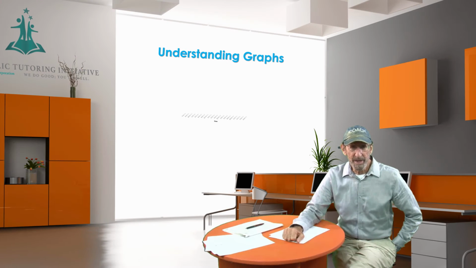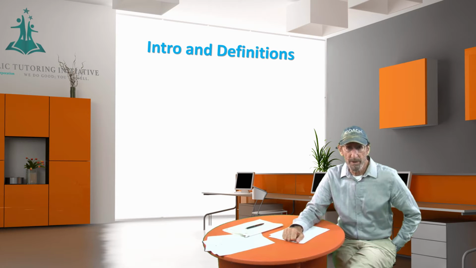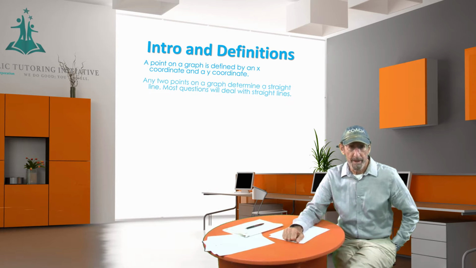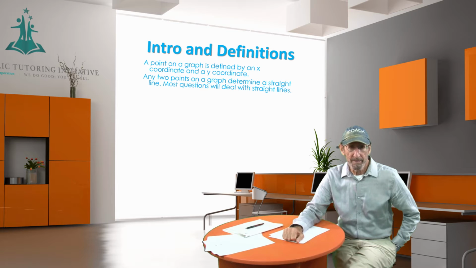A lot of questions on the ACT involve understanding graphs. I assume everyone knows how to plot a point on a graph. Each point is defined by an x-coordinate and a y-coordinate. Any 2 points on a graph determine a straight line. Most of the questions you will get involving graphs will be about straight lines.